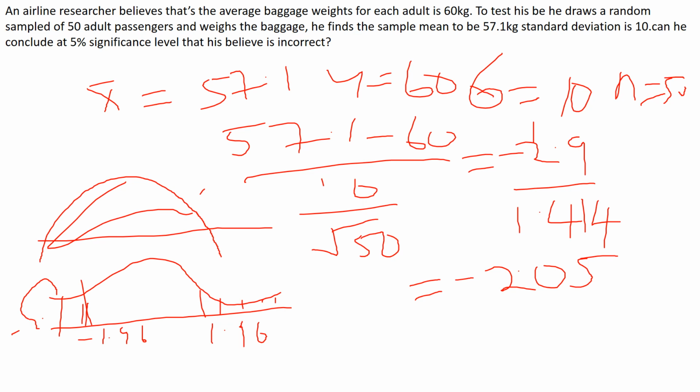So now the next thing is to draw the conclusion. With us plotting, you will realize that the result is found in the far negative side, or at the rejection region. So we can conclude that we reject the null hypothesis and conclude that the average baggage weight for each adult is not 60 kgs.